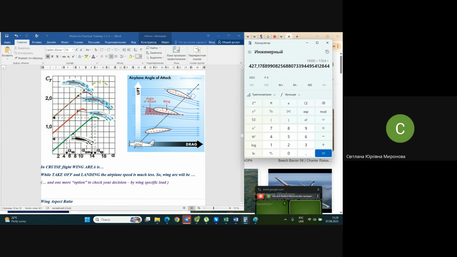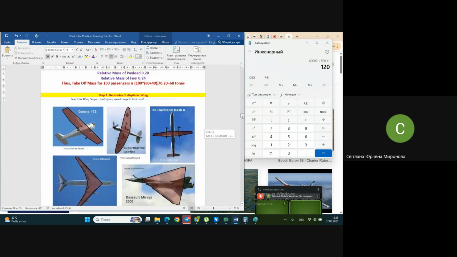Now we have a 60-ton weight that we have settled on for 400 passengers. We have decided our airplane in the zero approach should be in zero iteration. It should be 60 tons. 60 tons divided by 500 kilograms per square meter, the specific load, to understand what the wing area is supposed to be. The value is 120, and let's compare it to what we have in other airplanes that we have seen in the statistical data.